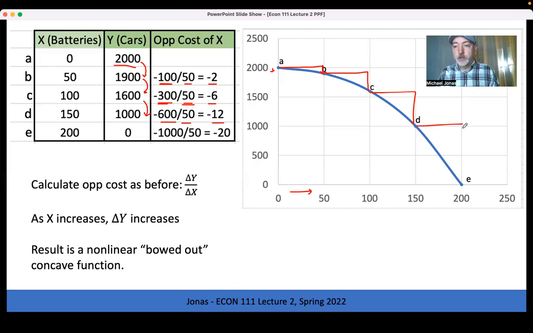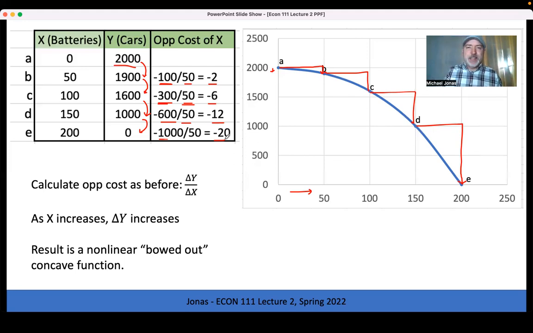And then things get really costly going to the extreme case from point D all the way to point E. Production of y drops all the way from 1,000 to 0. So that ratio of 1,000 units lost for 50 units gained is going to be a 20-to-1 ratio. So the first units of x cost us 2y each. The last units cost us 20.